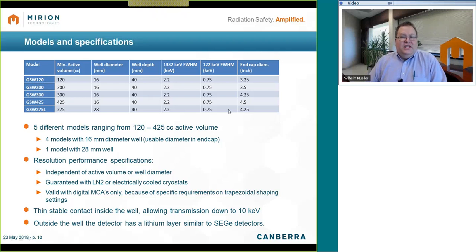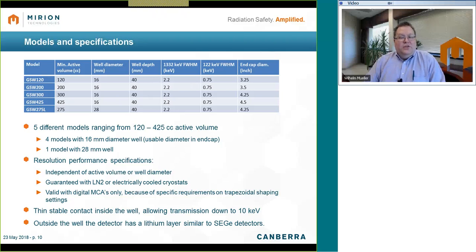One will see that from the models of the detector that because we no longer have the sensitivity in the size of the well of the detector, we offer as standard the larger 16 millimeter well size that we had in the traditional well detectors. And the well depth is the same 40 millimeters that we've had previously.